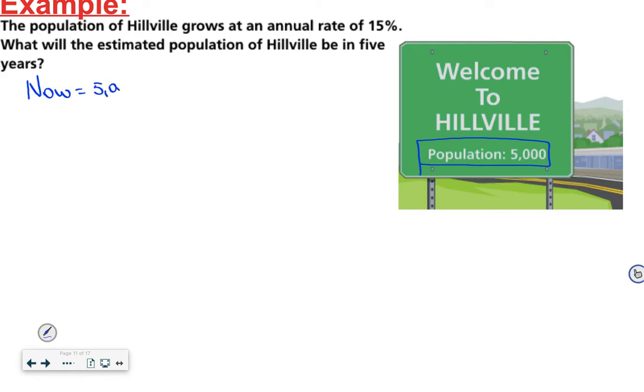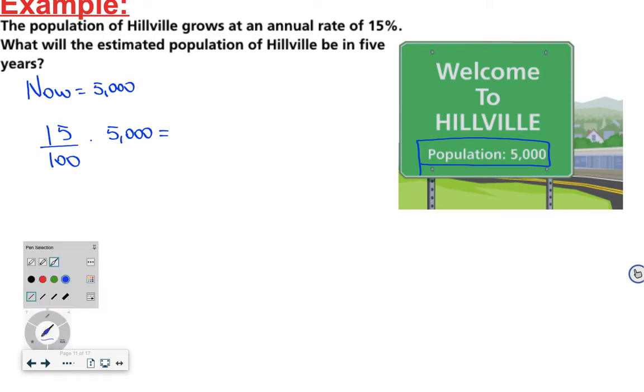Now we have 5,000 people. At the end of 1 year, what is going to become your new population? And every year, this population is growing at an annual rate of 15%. First of all, what is 15% of 5,000? This is going to give us how many more people will be added at the end of the year.